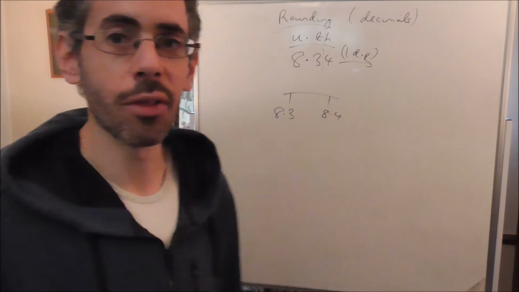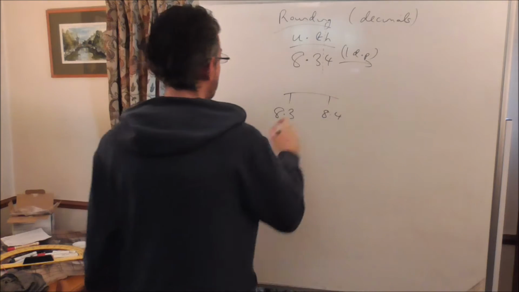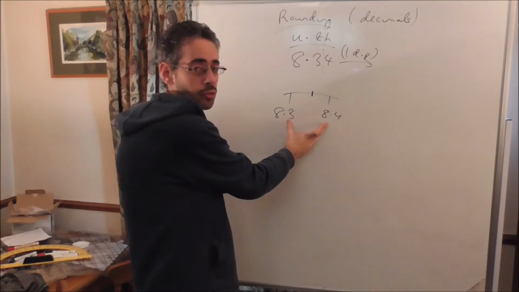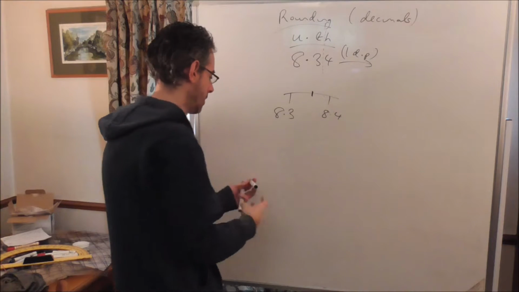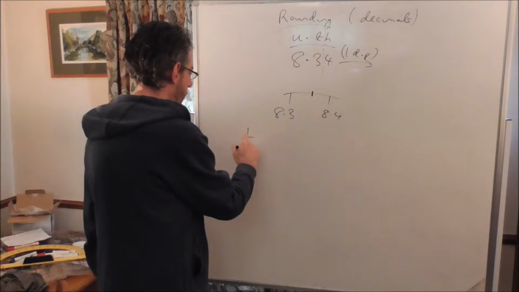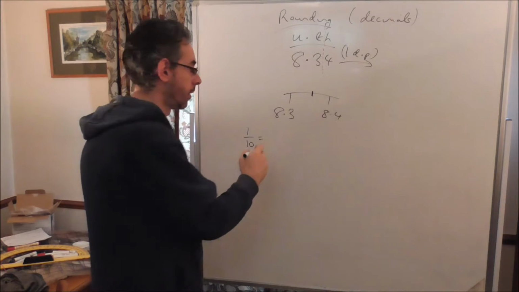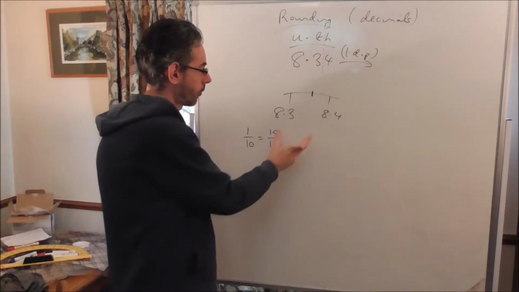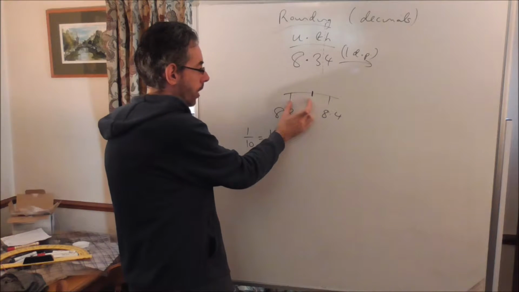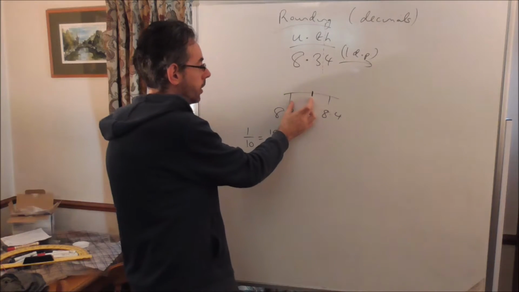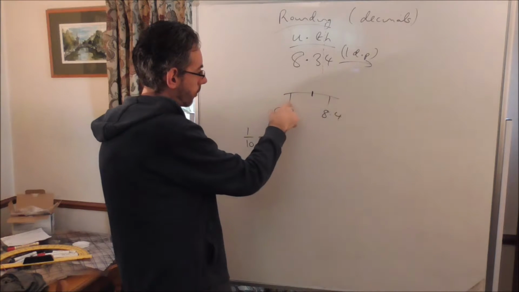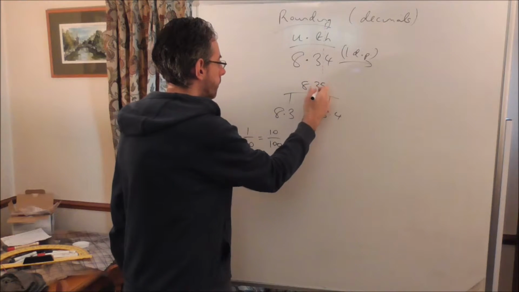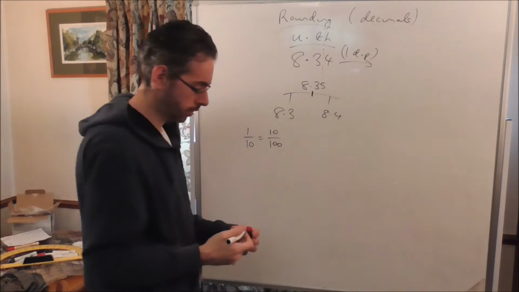So is our number closer to 8.3 or 8.4? Well, it'd be useful to know what the number in the middle was. Now this is a gap of 0.1 or 1/10. 1/10 is the same, if you multiply top and bottom by 10, as 10 hundredths. So in hundredths, that's a gap of 10 hundredths. So half of that to the middle is just 5 hundredths. So to get to the middle from 8.3, you just have to add 5 hundredths. So that will just be 8.35. Just sticking a 5 in the hundredths column.